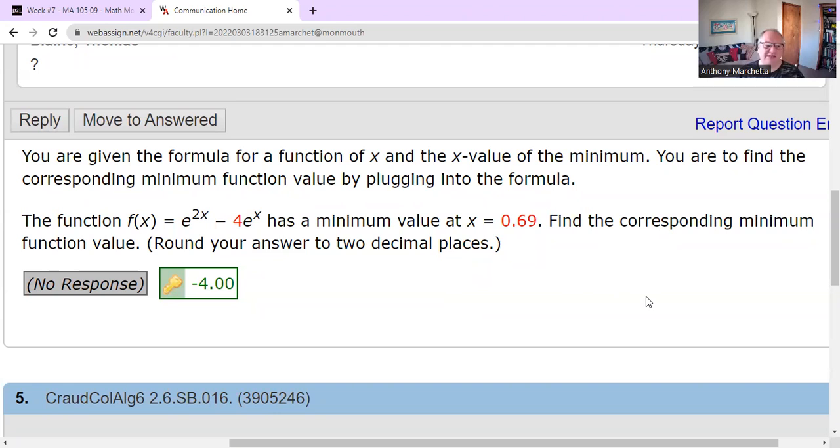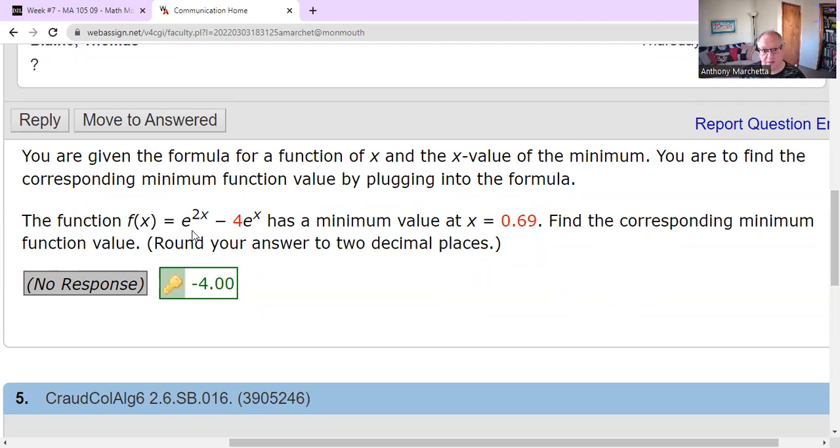In this question that was asked, I'll read it out loud and then we'll think about it together, okay? It says, you are given the formula for a function of x and the x value of the minimum. You are to find the corresponding minimum function value by plugging into the formula. So basically we're giving you a formula, and we're telling you what x is. You can find it either with a calculator or with Desmos, but the quickest and easiest way to get this done is through Desmos.